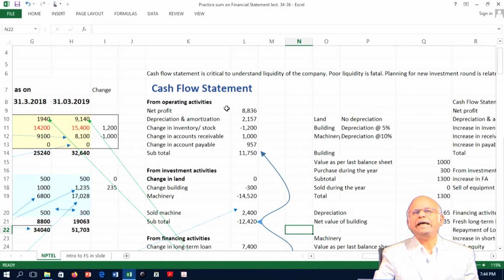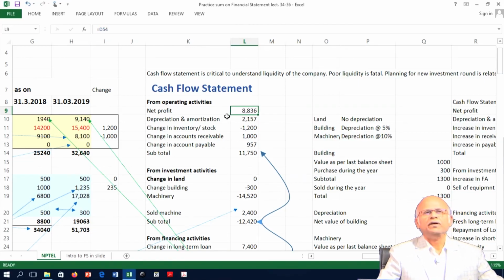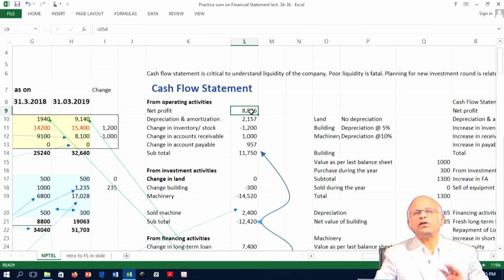For operating activities, there are items like net profit as the first item. Whatever net profit you have estimated in the profit and loss account just comes from here. I have just picked up the data using the formula. So, this is 8,836, you may remember, but it is before paying dividend. This is not retained profit, this is net profit.